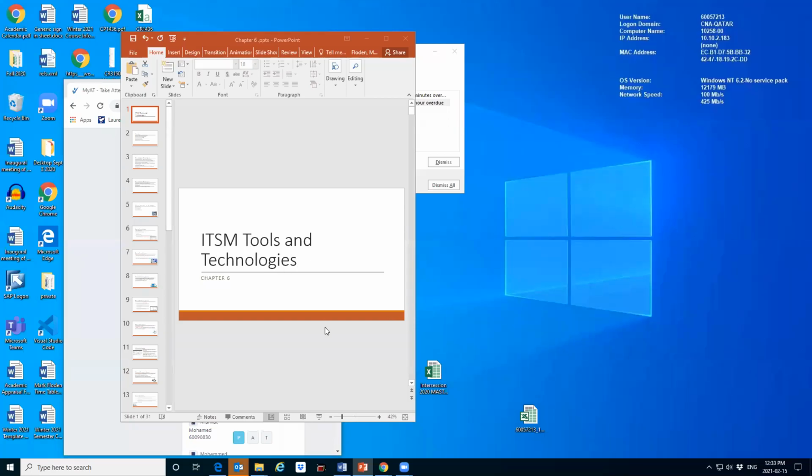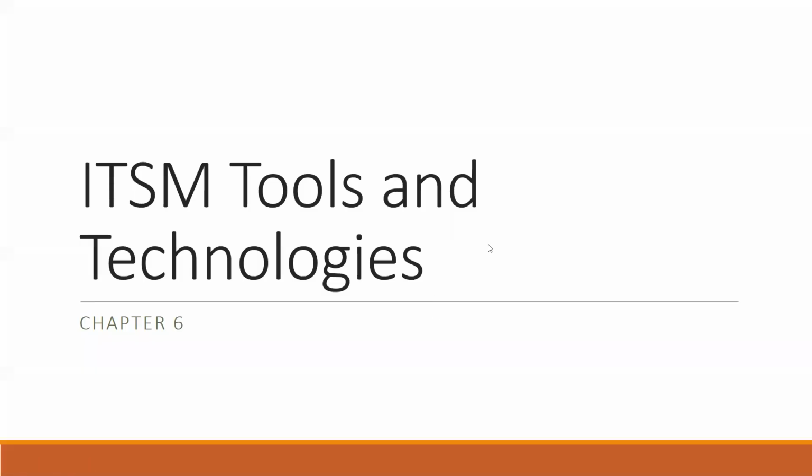IT service management tools and technologies. So you might get an idea just from the topic, the kinds of things that we would discuss in here. How can the service desk, how can those people, what tools can they employ to actually make their job better?